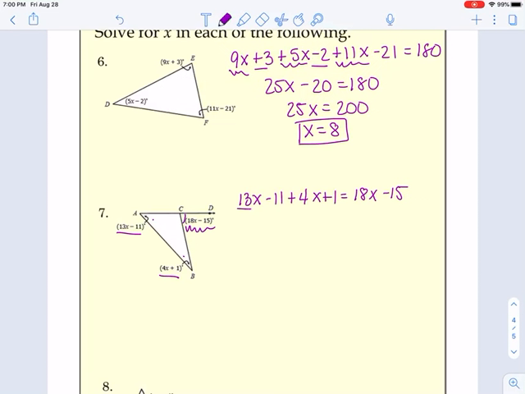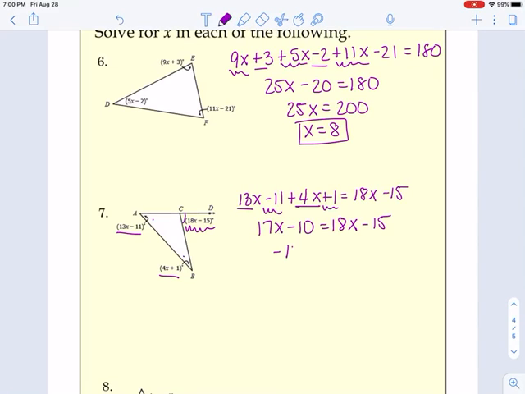I'll combine my like terms on this left-hand side first. So 13x plus 4x is 17x, and negative 11 plus 1 is negative 10. And that will equal 18x minus 15. The next thing that I'm going to do, I like x always to be positive. So I'm going to get rid of the positive 17x on the left-hand side by subtracting 17x from both sides.